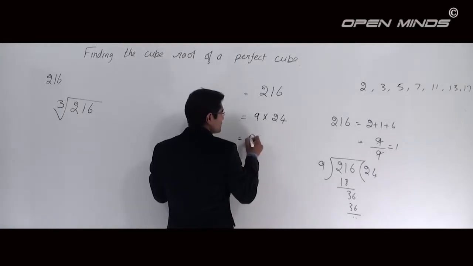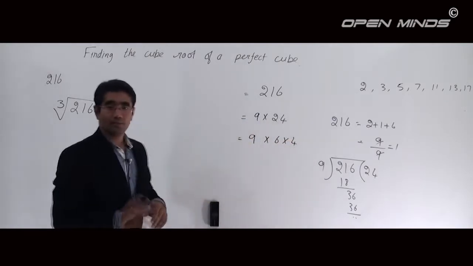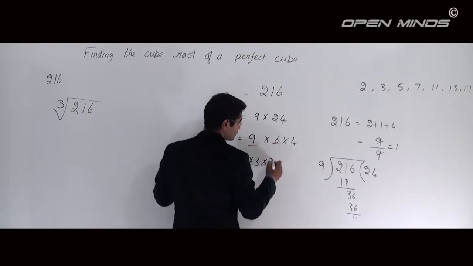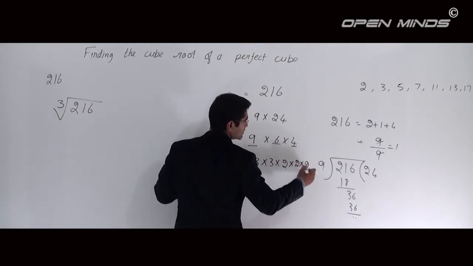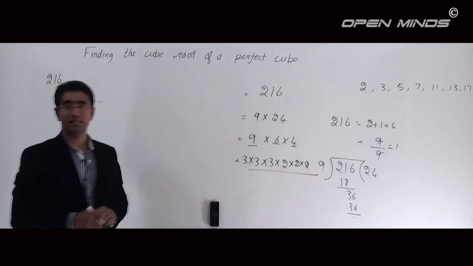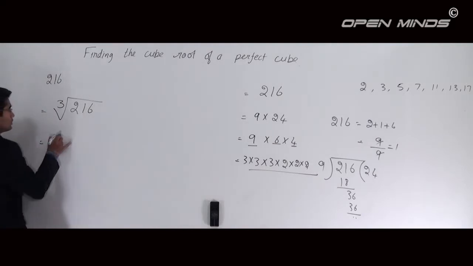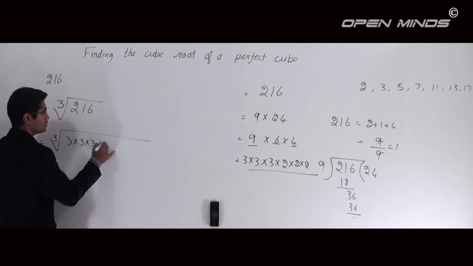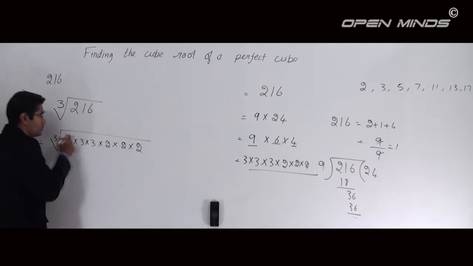Can I write 24 as 6 times 4? Yes, that's easy. Then can I write 9 in terms of prime factors? I can write 9 as 3 times 3, 6 as 3 times 2, and 4 as 2 times 2. Now look at that, I just broke it down into prime factors. So instead of the cube root of 216, I will write 3 times 3 times 3 times 2 times 2 times 2. Now I try to form groups.